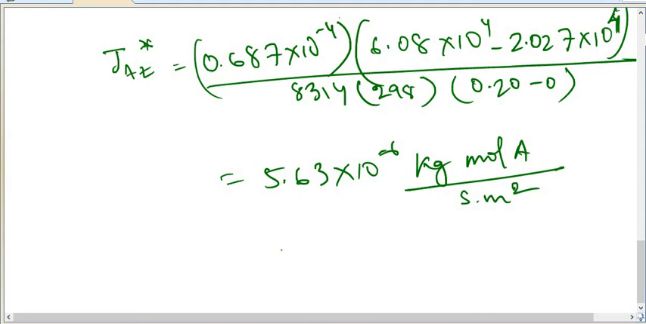Further, if pressures in atmosphere are given, we can also convert the same into CGS units, where we take the value in gram mole per second into centimeter square. Therefore, we find that driving forces besides concentration differences for diffusion also occur because of temperature, pressure, electrical potential, and other gradients. This is the solution for Jz star, the flux of helium at steady state, which was asked earlier. So this is our answer.